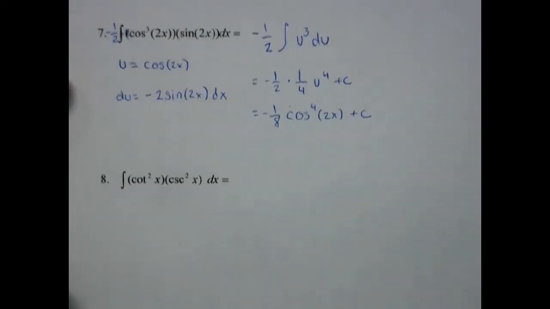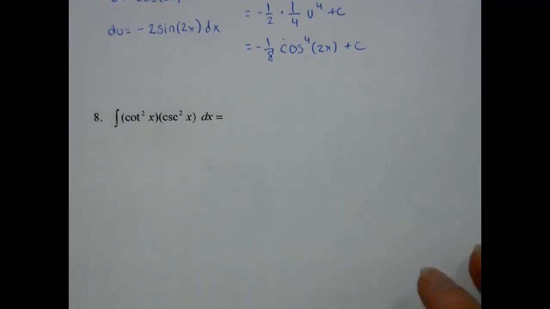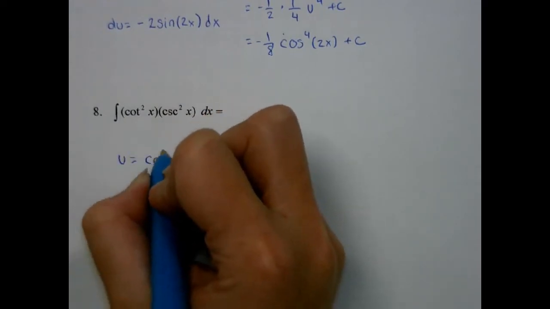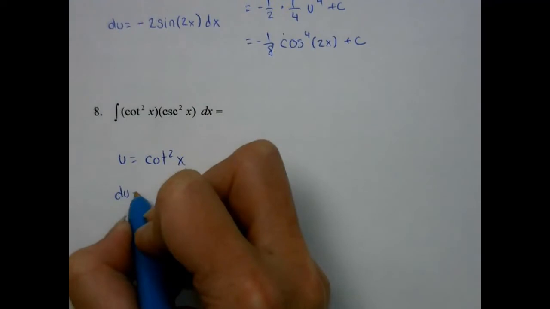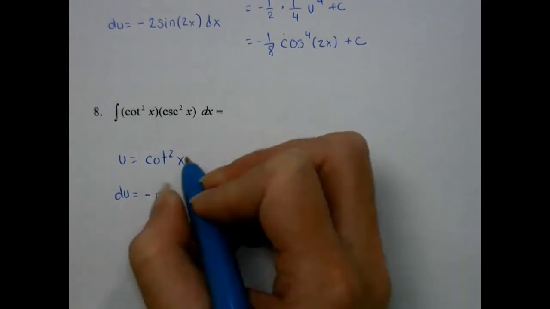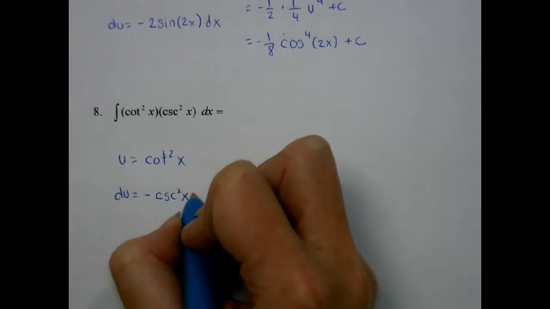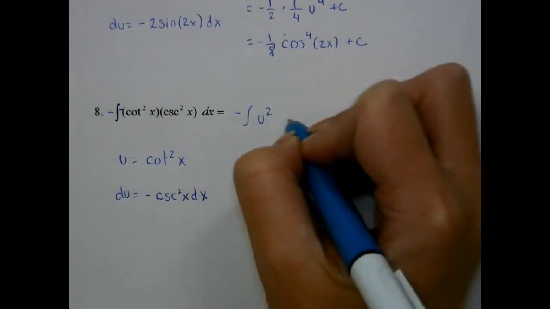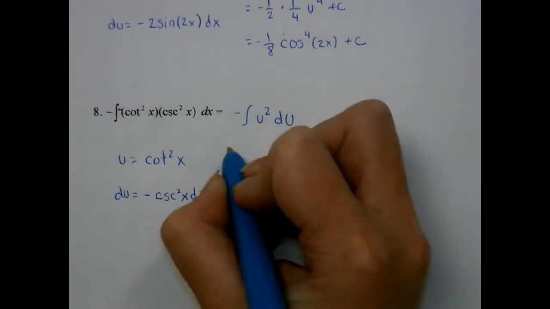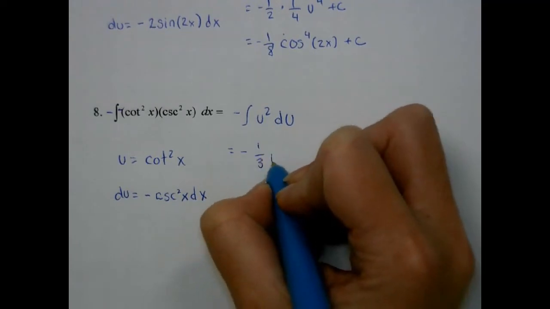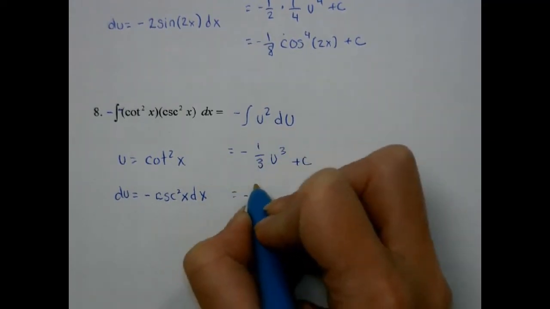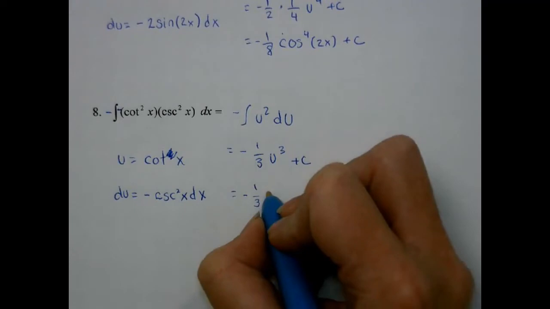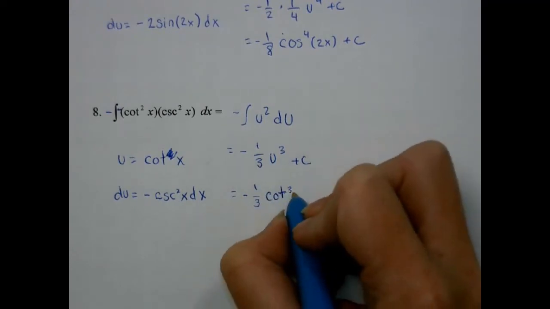In the next one, we know the derivative of cotangent is negative cosecant squared. So I'm going to let u equal cotangent, which means du is negative cosecant squared. So if I'm going to put a negative here, I need the negative here. So this is going to be -1/3 u cubed plus c. Sorry, this should have just been cotangent. Cotangent cubed x plus c.